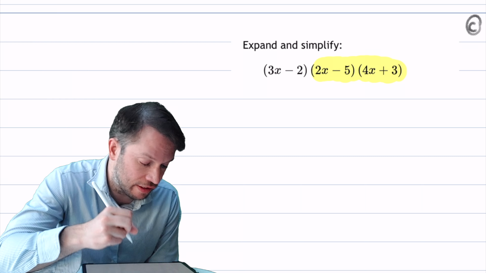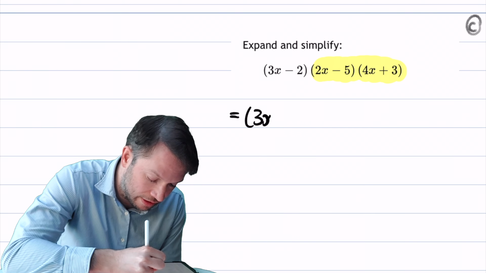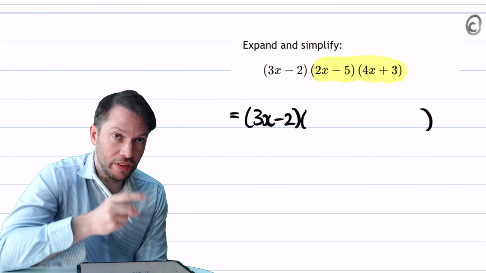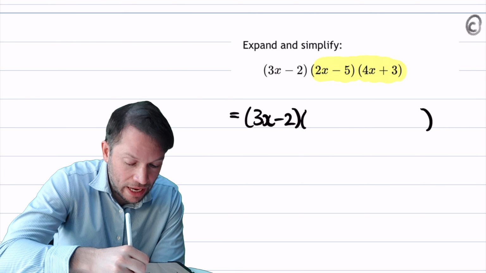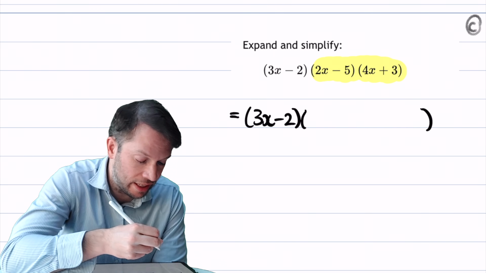So I'm going to multiply the second and the third bracket. So let's do that. I'm going to leave the 3x minus 2 as it is. And I'm going to leave a big empty bracket to put the expansion of the second and the third bracket in. So remember how we multiply out two brackets? We do each term in the first bracket multiplied by each in the second.